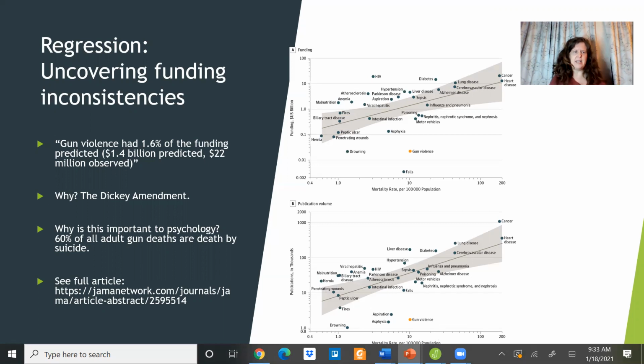Why is this? The Dickey Amendment to, I believe, the 1995 US budget, said that the federal government could not provide funding to research that might result in a recommendation for gun control measures of any sort. So I'm not talking about taking away your guns. I'm talking about maybe mandated locks, mandated background checks, things like that.